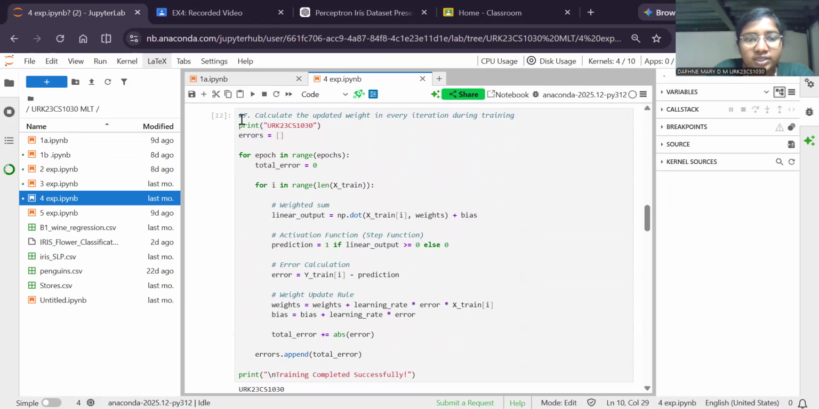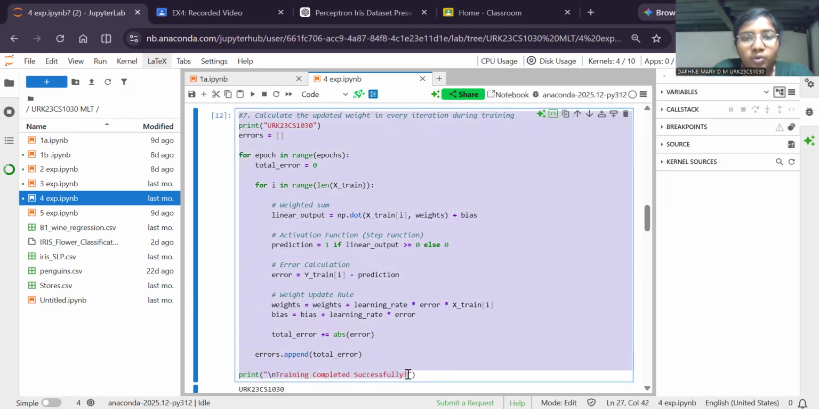The seventh step is model training with the perceptron algorithm. This is the core part of the algorithm. For each iteration, we calculate the weighted sum using the dot product, apply the activation function, compare the predicted output with the actual output, and calculate the error. Then we update the weight and bias. This process continues for multiple epochs until the model learns the pattern.